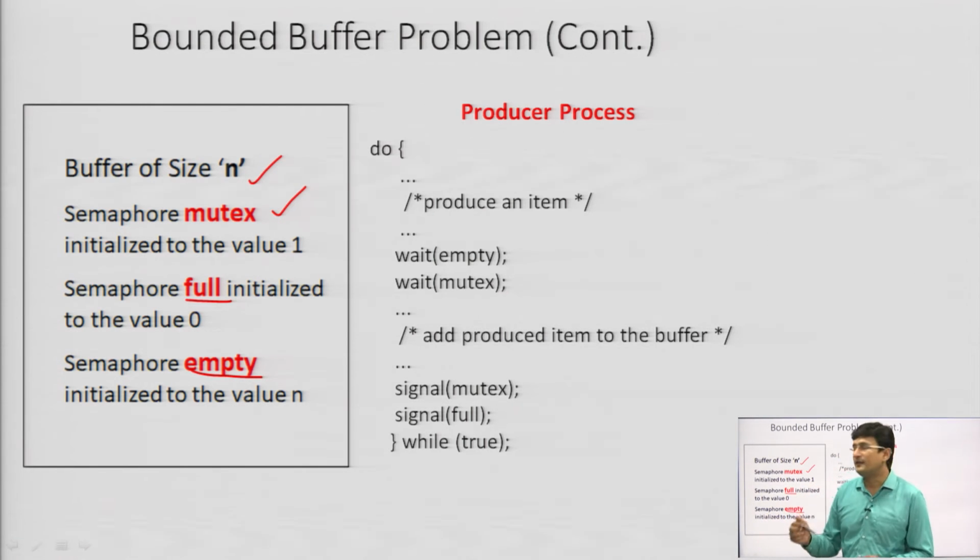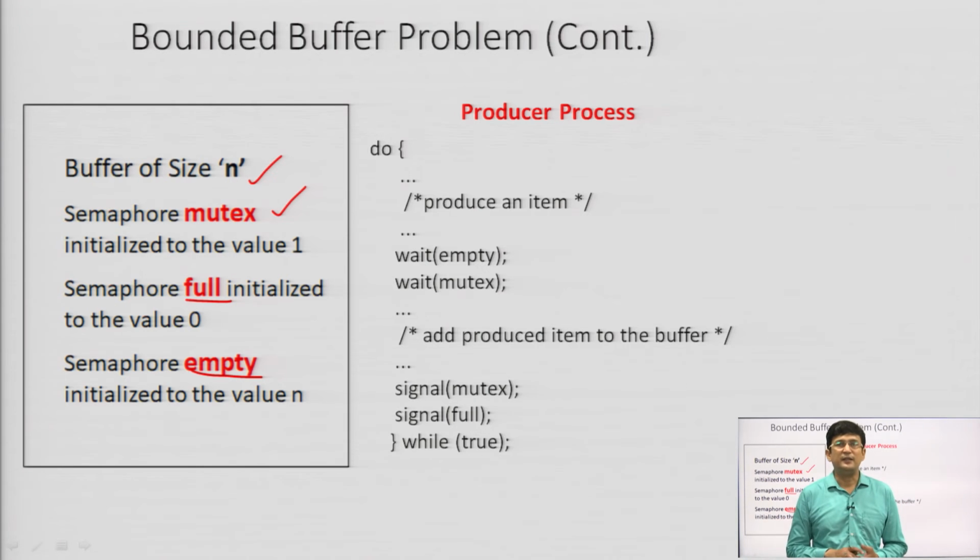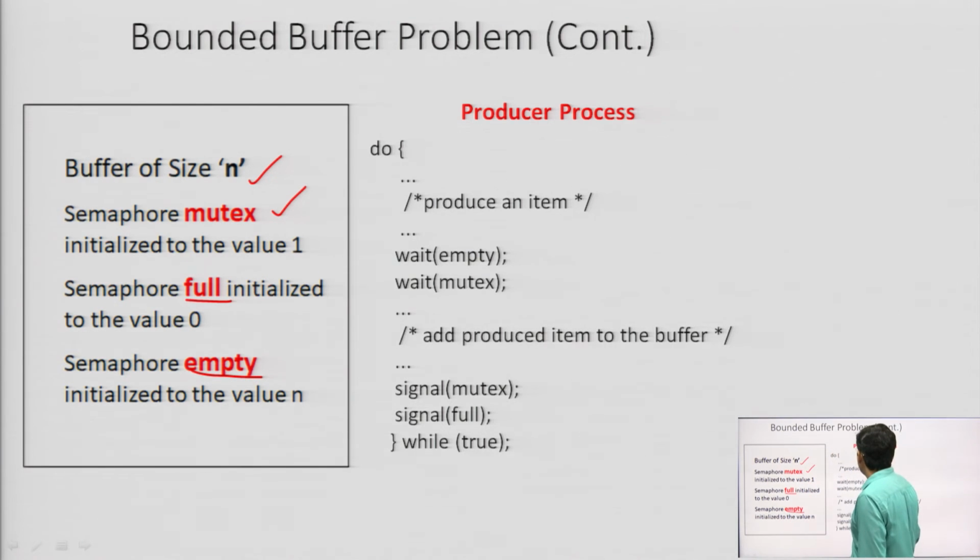Let us say there is another thing that is known as the empty. Empty means how many empty slots are there in the buffer. So, if the size of the buffer is n, initially we will have n empty slots. When one item is produced, the number of empty slots will decrease. When another item is produced, this will again decrease by 1. Okay? So, now this is the producer consumer problem.